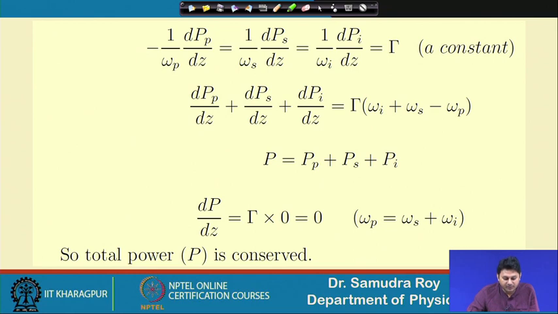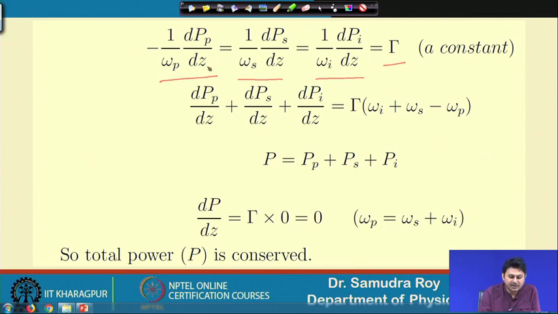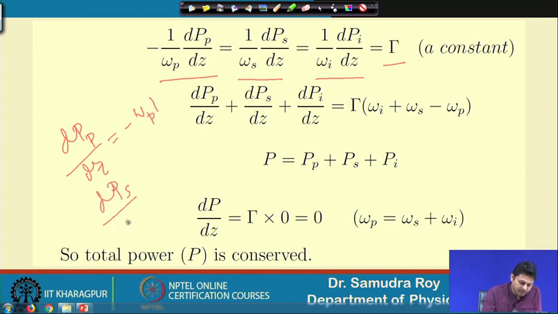From this Manley-Rowe equation, we can further derive important outcomes. This is our Manley-Rowe equation: (1/ω_p) dP_p/dz = (1/ω_s) dP_s/dz = (1/ω_i) dP_i/dz. If this is a constant gamma, then I can write dP_p/dz equal to minus ω_p γ, dP_s/dz equal to ω_s γ, and dP_i/dz equal to ω_i γ.